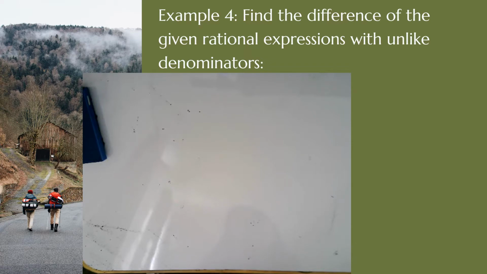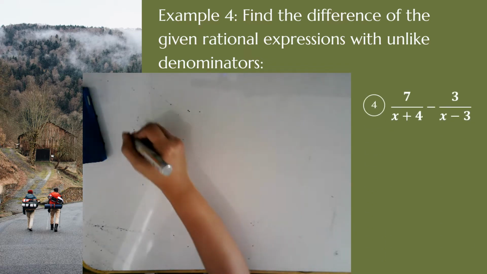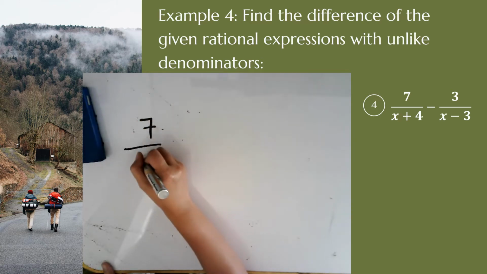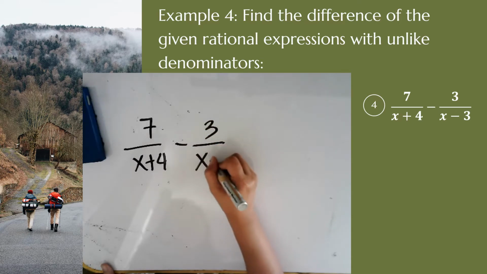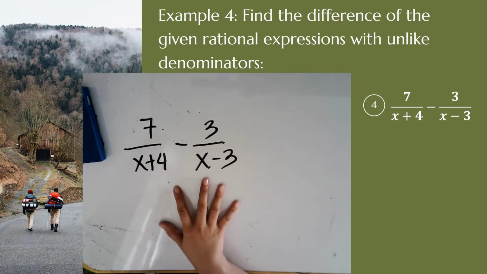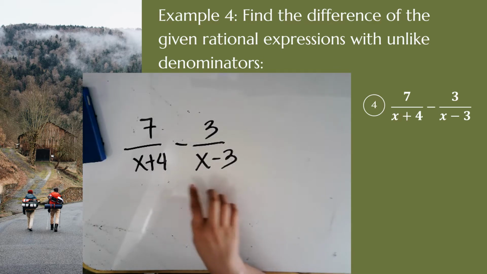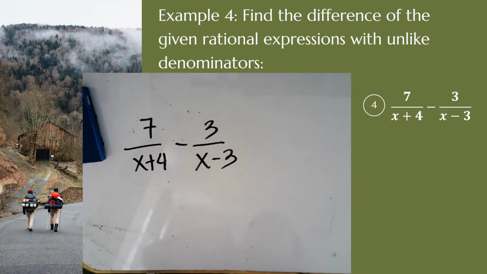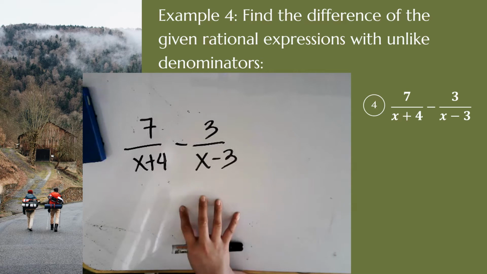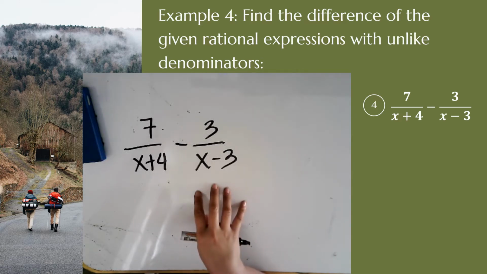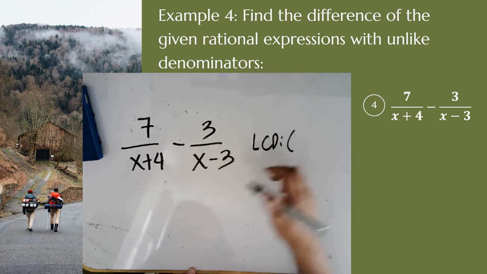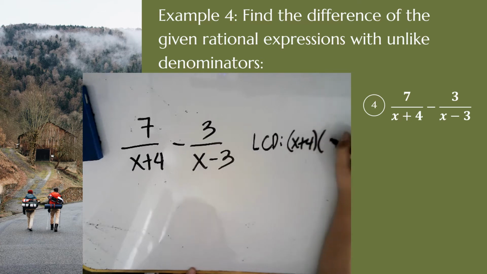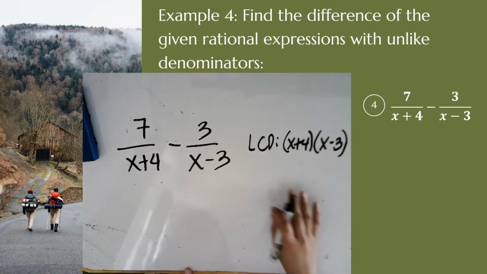Next, example number 4. Find the difference of the given rational expressions with unlike denominators. 7 over x plus 4 minus 3 over x minus 3. So in the case that you are adding or subtracting rational expressions with different denominators or unlike denominators, we have to use its LCD. We should have an LCD or least common denominator. So in this example, the least common denominator would be the product of these two binomials, x plus 4 and x minus 3. There, so that will be our LCD.